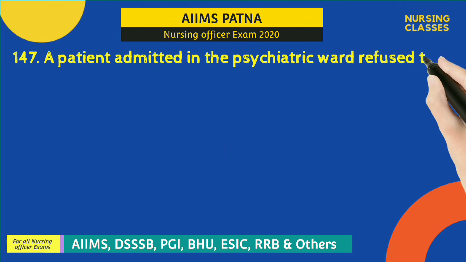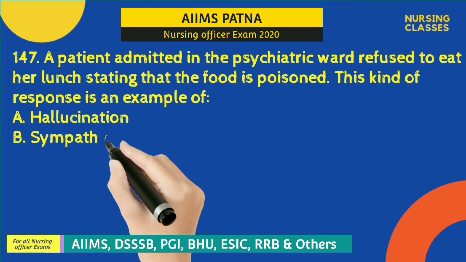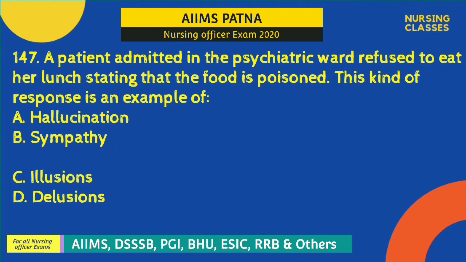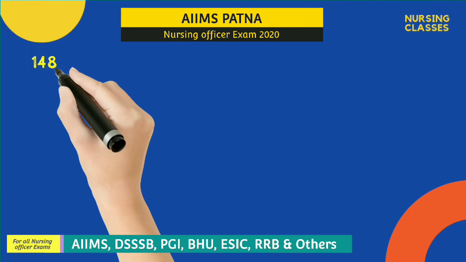147. A patient admitted in the psychiatric ward refused to eat her lunch, stating that the food is poisoned. This kind of response is an example of: A. Hallucination, B. Sympathy, C. Illusions, D. Delusions. Correct answer D. Delusions.